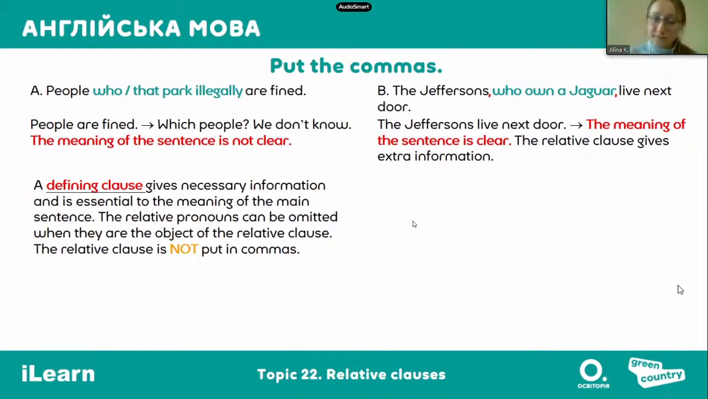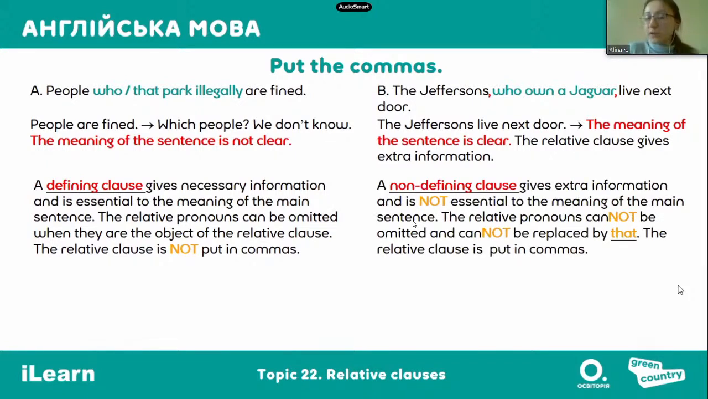If we cannot take it out from the sentence, if we cannot put commas there, we call them a defining clause. That is the clause that gives necessary or essential information to the meaning of the main sentence. And these relatives cannot be omitted when they are object of the relative clause and the relative clause is not put in commas. Правильно, бачу правильні відповіді. В цьому випадку, якщо ось це підрядне речення несе важливу, необхідну інформацію для розуміння сенсу усього речення, ми не можемо його забрати, ми називаємо його defining clause.